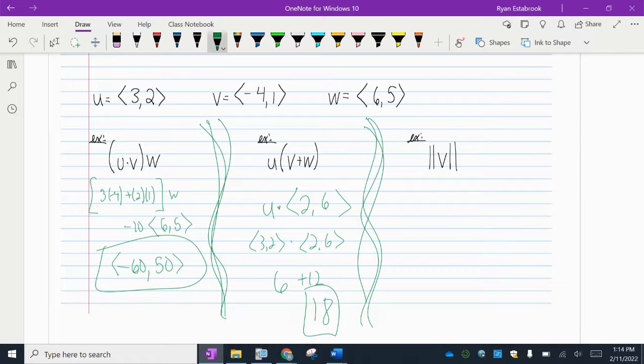The last one is the magnitude of v. So maybe you recognize this notation from before. It's like the double absolute value bars is the magnitude of this vector. It's the length of the vector. And we had a formula for that. It was the square root of x squared plus y squared. It was like the distance formula.